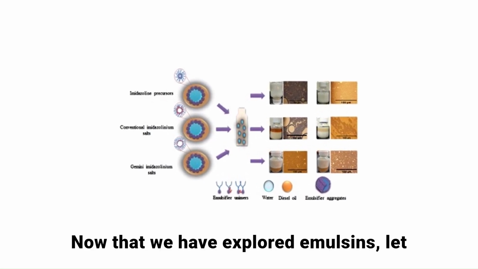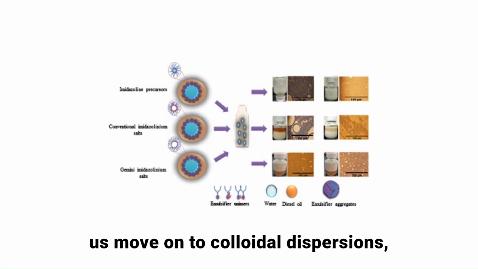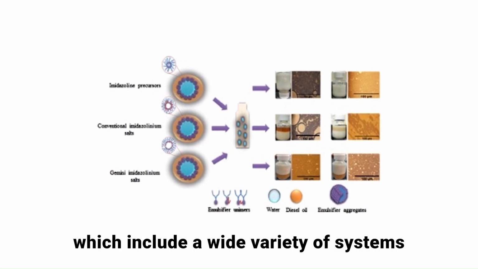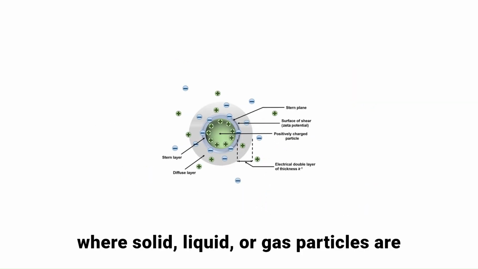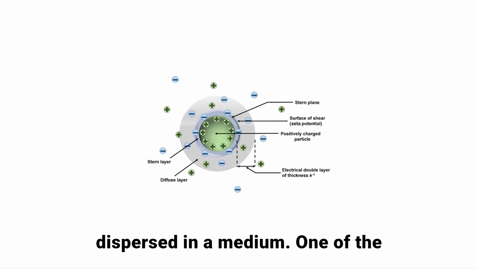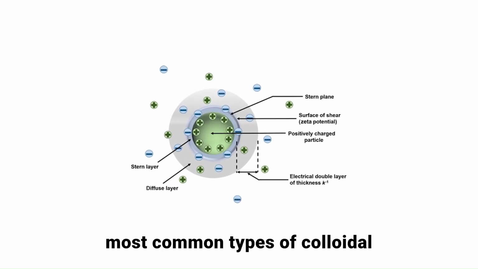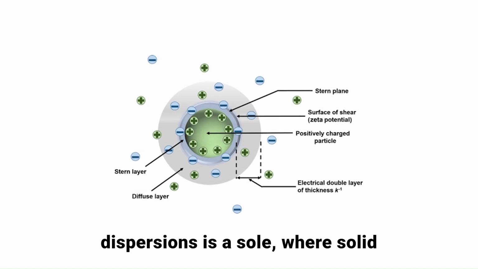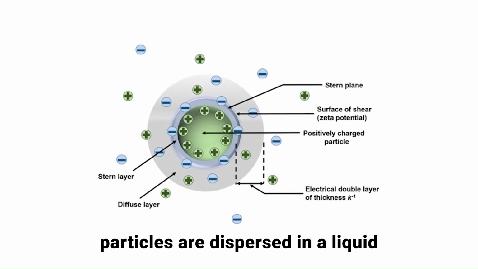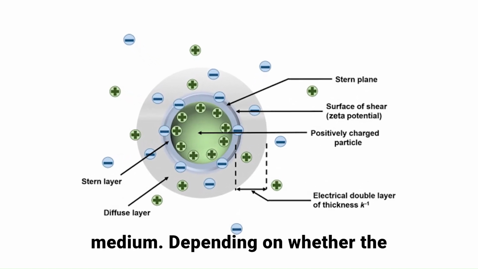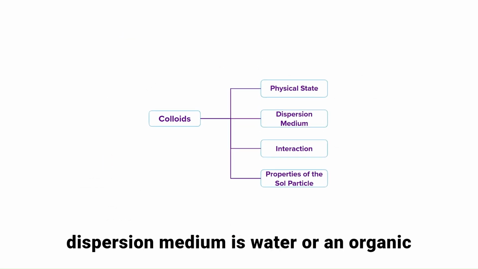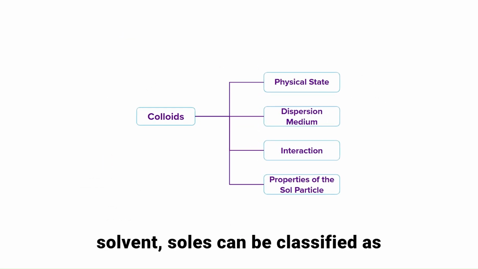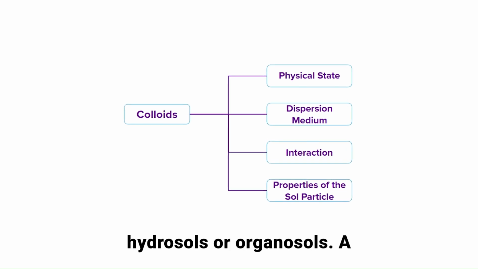Now that we have explored emulsions, let's move on to colloidal dispersions, which include a wide variety of systems where solid, liquid, or gas particles are dispersed in a medium. One of the most common types of colloidal dispersions is a sol, where solid particles are dispersed in a liquid medium. Depending on whether the dispersion medium is water or an organic solvent, sols can be classified as hydrosols or organosols.